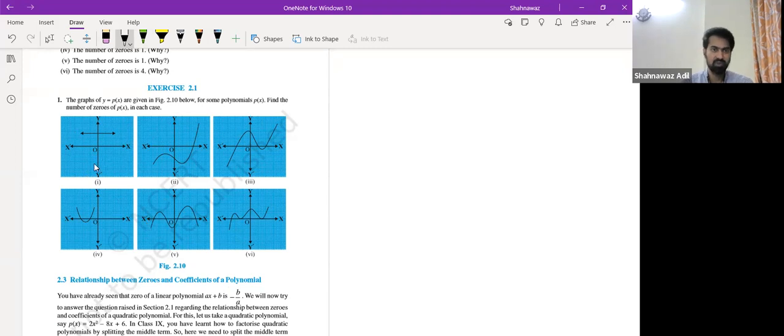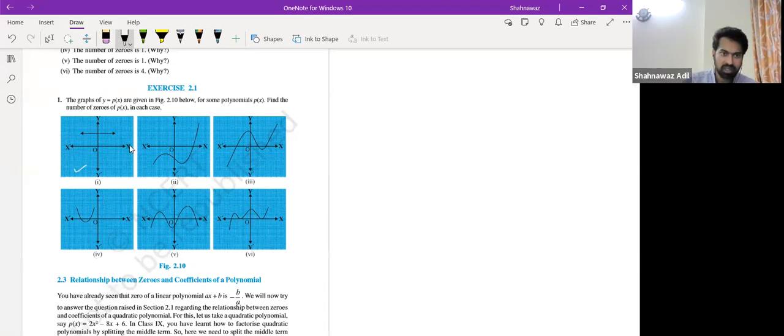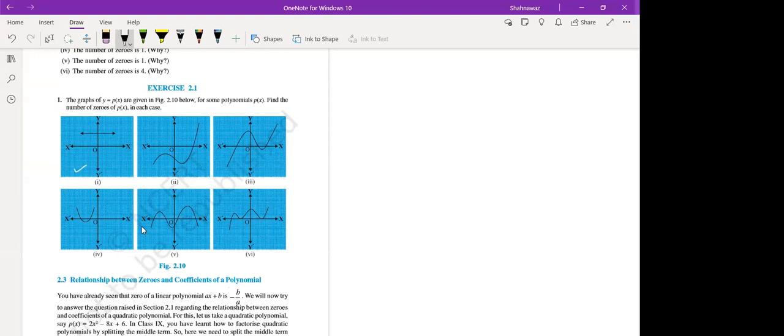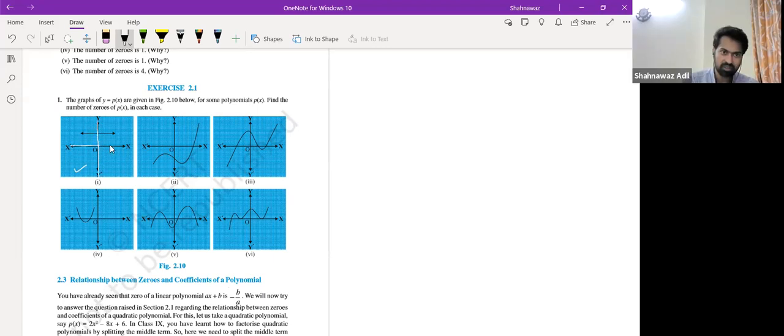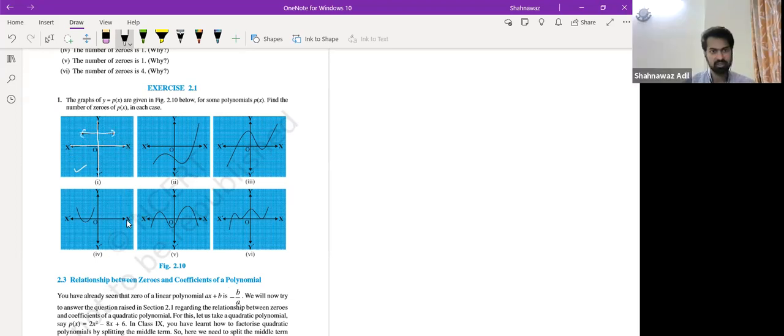For this graph, how many points does it cut the x-axis? It cuts the x-axis, not the y-axis. This is the y-axis, this is the x-axis. This graph doesn't cut the x-axis, so it's 0. So the number of zeros would be how much?